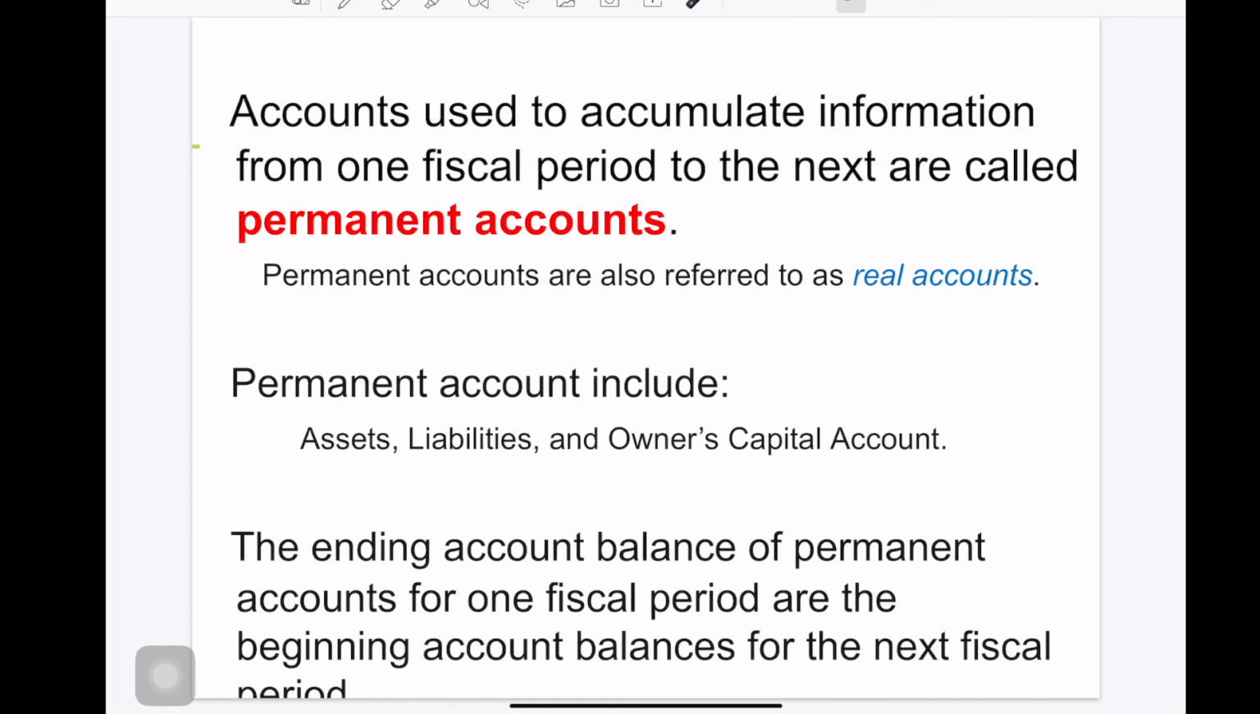Some of them may have a zero balance, but they still have a balance, because with your liabilities, you may pay off your entire liability and therefore it would have a zero balance. But these accounts, assets, liabilities, and your owner's capital account are your permanent accounts, and they will have balances in them when you go on to the next fiscal period.